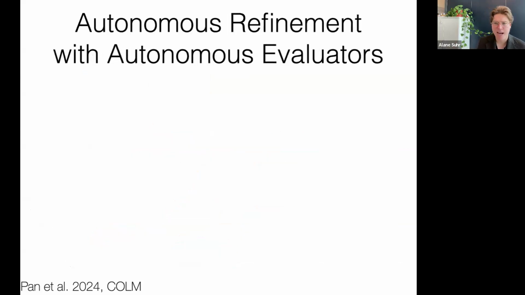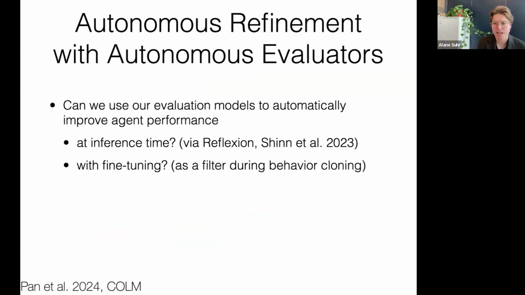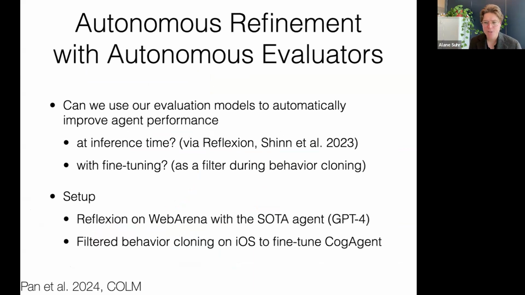Okay, so we also looked at how we could autonomously improve these models through the use of these evaluators that we proposed. We looked at 2 different approaches. First, improving these models at inference time using reflection, and also at fine-tuning time by using behavior cloning. The setup here is that we study inference time adaptation on the WebArena dataset, and filtered behavior cloning to see if we can transfer a model to our completely new iOS domain.